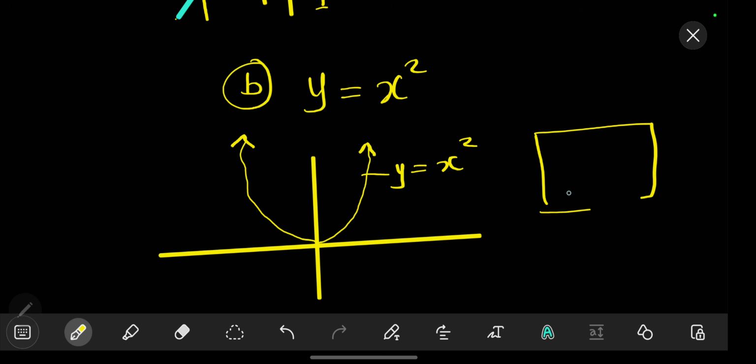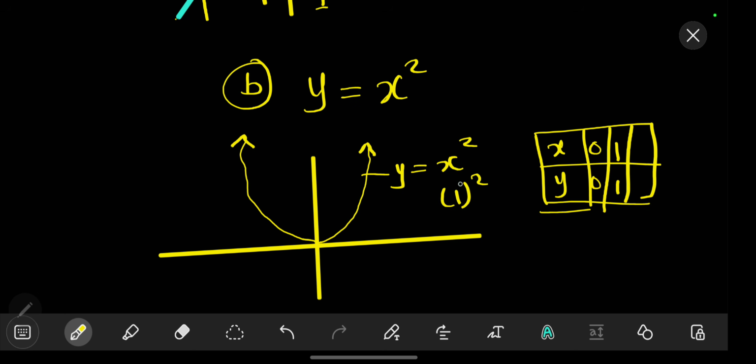Now, a simple table of values to help you understand a bit. We have x, we have our y. If I put x to be 0, I'll have 0 squared, which will be 0. If I put 1, 1 squared is equal to 1. If I put 2 here, I'll have 2 squared, which is equal to 4. So as long as I have a 0, it's 0 comma 0. As long as I have 1, it's 1 comma 1. As long as I have 2, it's 2 comma 4 at that point.